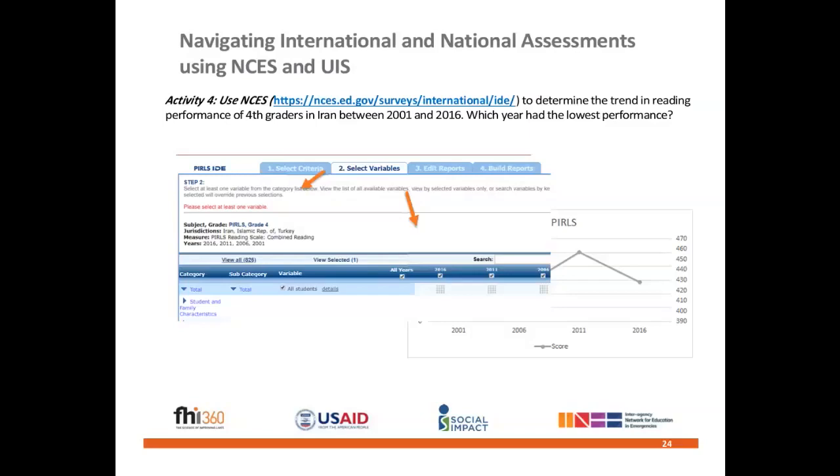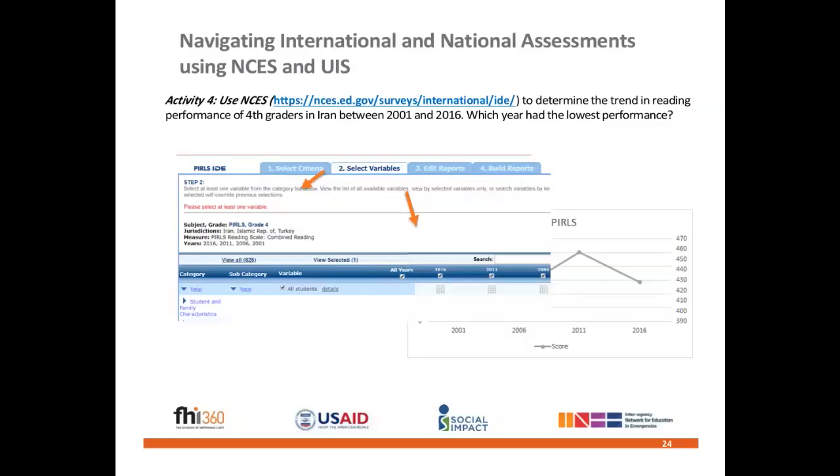So you'd click on PIRLS, and then you start navigating for, you want all years, you want all students, and you'll see at the bottom right, once you click on PIRLS, that there's a button that moves you through 4 different steps. And then that will allow you to pick the country, allow you to pick the number of years that you want, and so on and so forth.